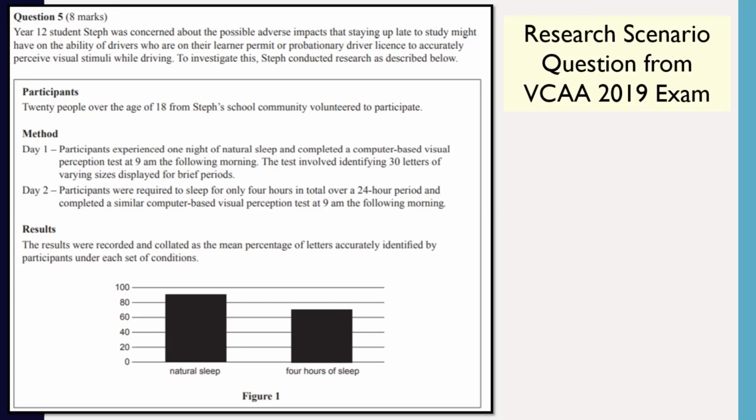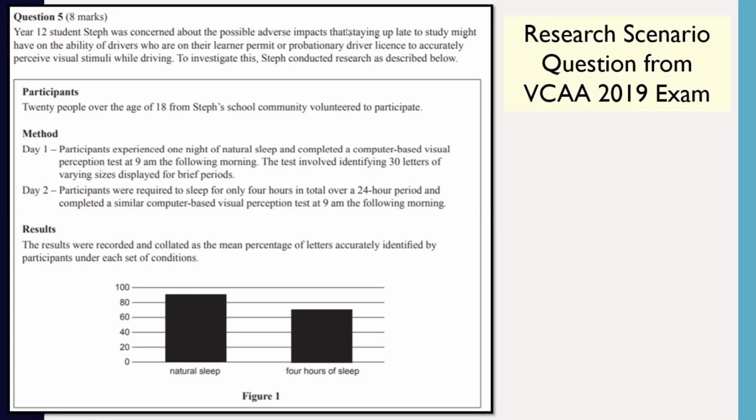Okay, so this is question 5 from last year's exam, and it says Year 12 student Steph was concerned about the possible adverse impacts that staying up late to study might have on the ability of drivers who are on their learner permit or probationary driver licence, on their Ls or on their Ps, to accurately perceive visual stimuli while driving. To investigate this, Steph conducted research as described below, and this is basically setting out what she did in her study.